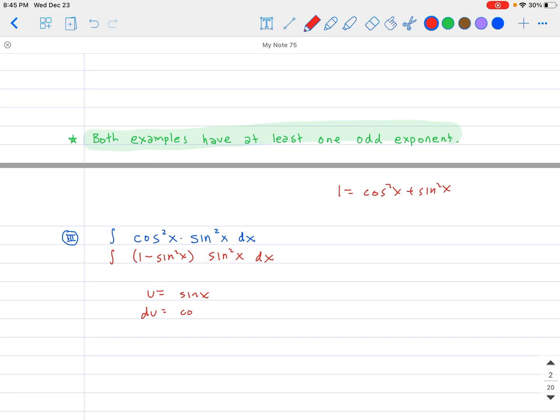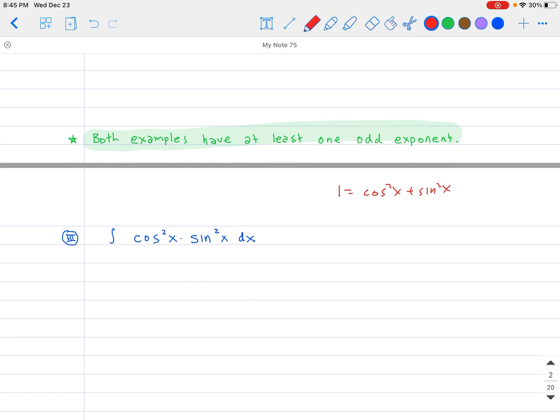But the problem is then we don't have du, because cosine of x dx is nowhere in this equation. So this, unfortunately, is not going to work out. But it's not to say that we can't do it. It just means that we have to be a little bit more creative about this.